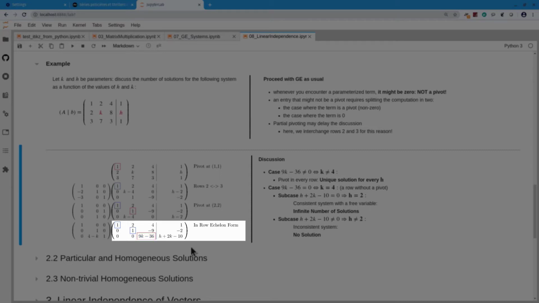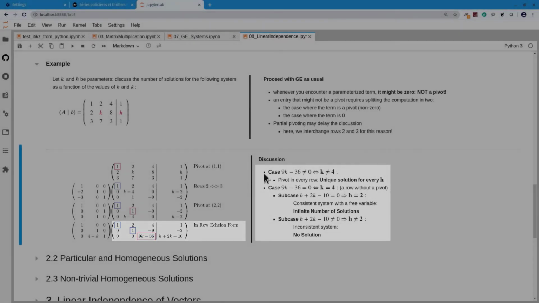When I now discuss what I have, I see the following cases. First of all, let's look at that possible pivot in row number 3. It's either a row of zeros or not. If it's not a row of zeros, that means that 9k is different from 36, so k is different from 4. Now I have a pivot in every row, and I can solve no matter what the h is on the other side. So I have a unique solution for every possible value of h.